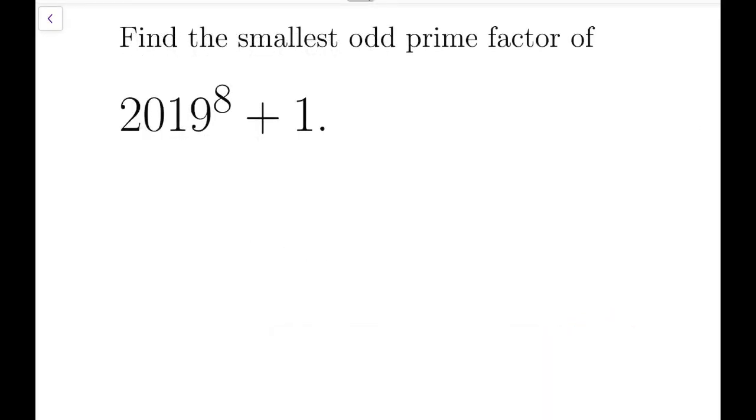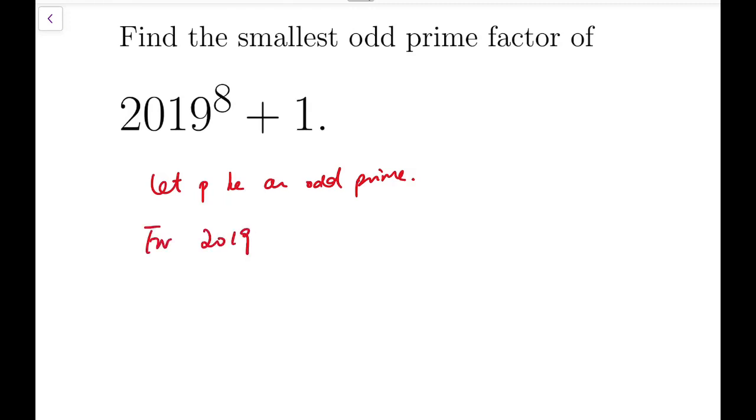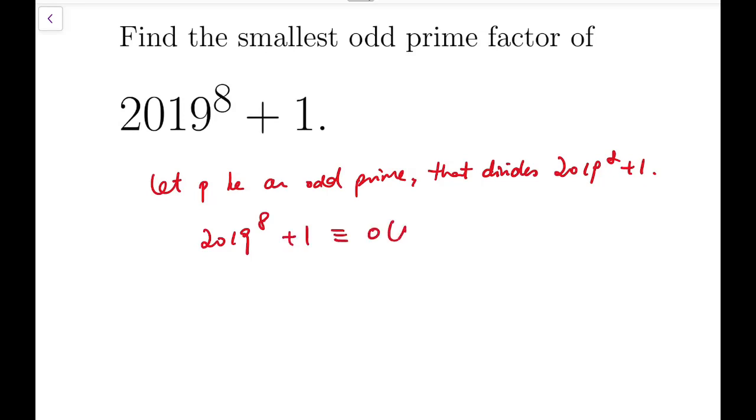This problem looks very simple, but we need some slightly more complicated theory to deal with this condition. So when we are looking for odd prime factors of such an expression, I would first let p be an odd prime that divides this number, and then 2019 to the power 8 plus 1 would be congruent to 0 mod p.